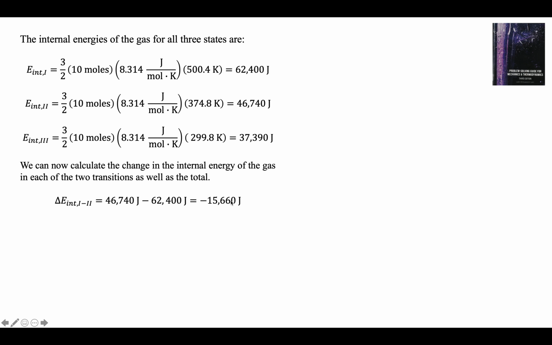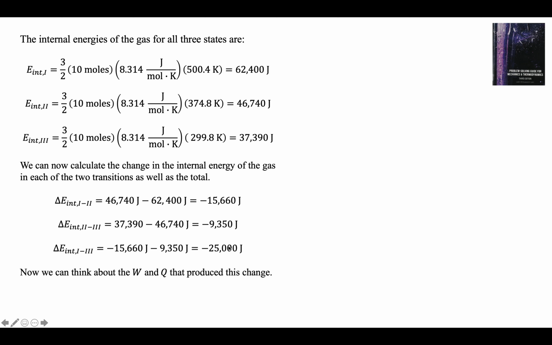So from 1 to 2, it dropped 15,600. From state 2 to 3, it dropped 9,350. And from 1 to 3, about 25,000. 25,010 if you want 4 significant digits. So now we can think about the W and the Q that produced this change.